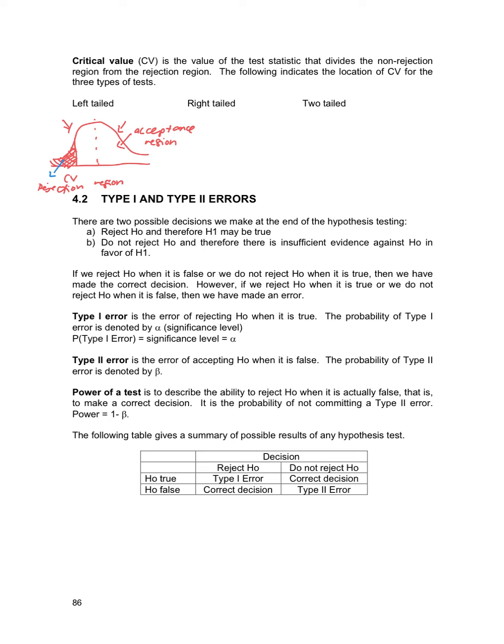For right tail, we draw it and look at the right side. This is our critical value that we determine from the table. We will look at the Z table, T table, or F table, depending on which test we want to do. So this is the area that I want to highlight. The area that I highlighted is called the rejection region.